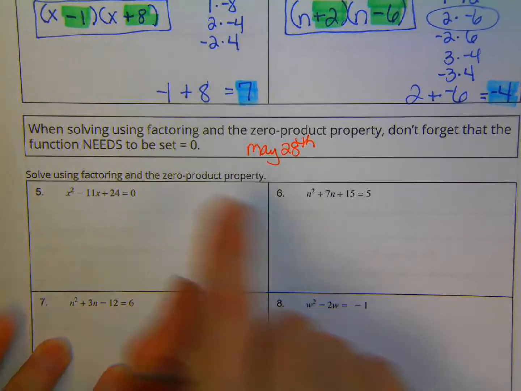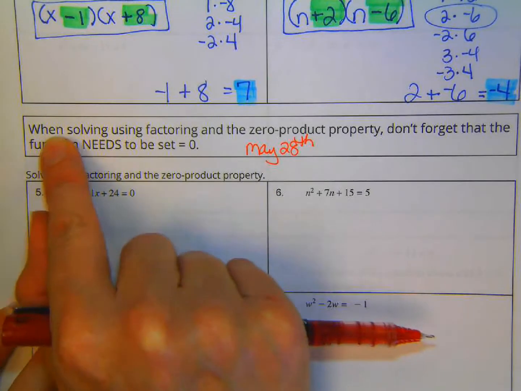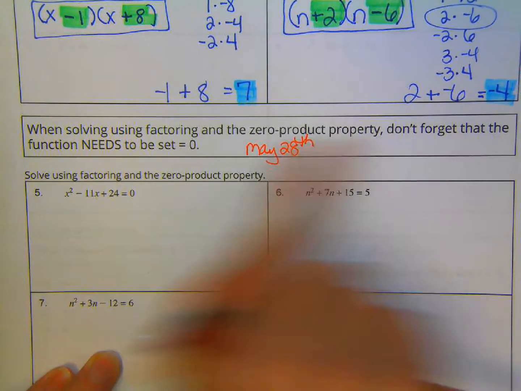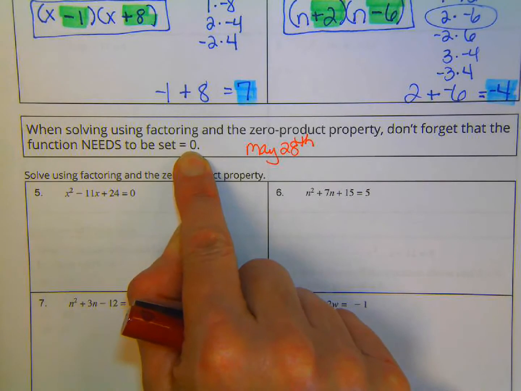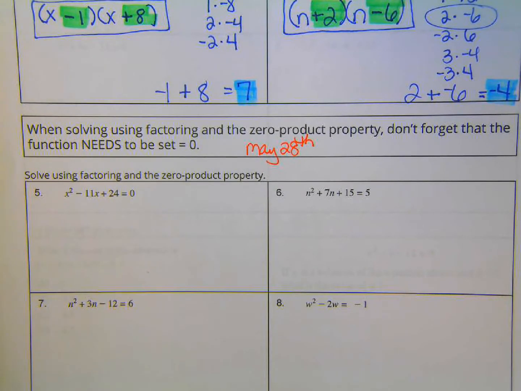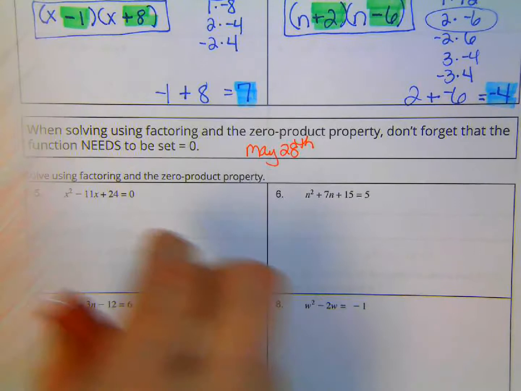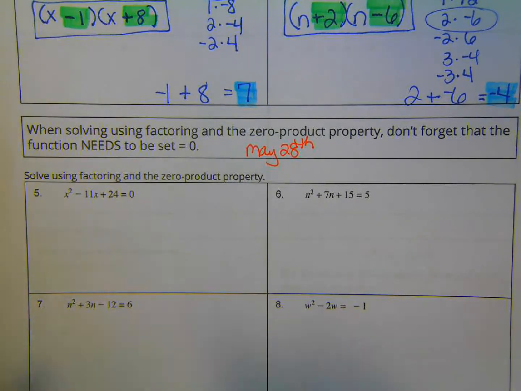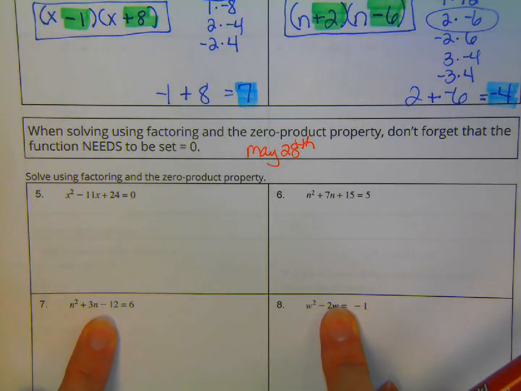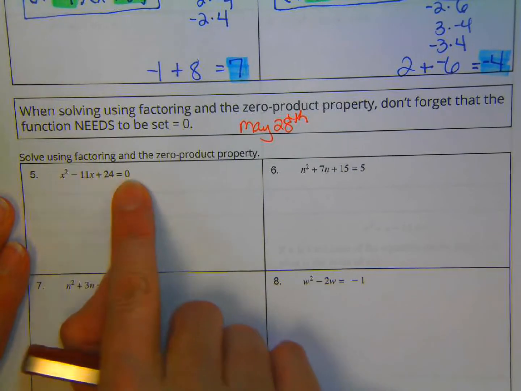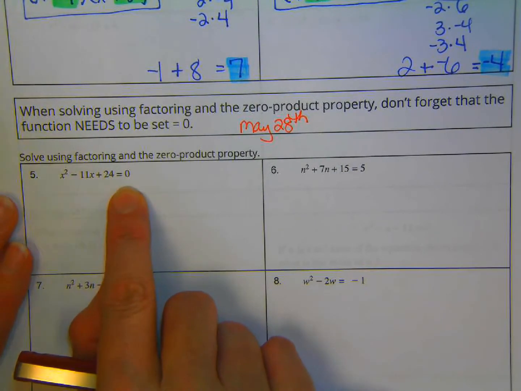So this is page 30 of your packet. When solving using factoring and the zero product property, don't forget that the function needs to be set equal to 0. This goes back to the previous lesson where all of these were set equal to 0. Okay? All of those were set equal to 0. So we're going to factor each one of these this time, but prior to factoring, we need to make sure we have 0 on one side of the equation, and we do have that here.